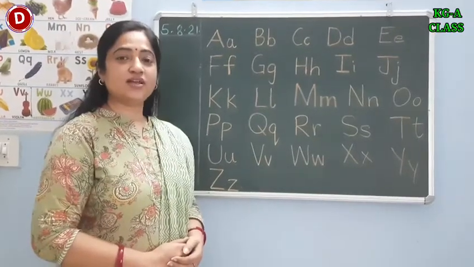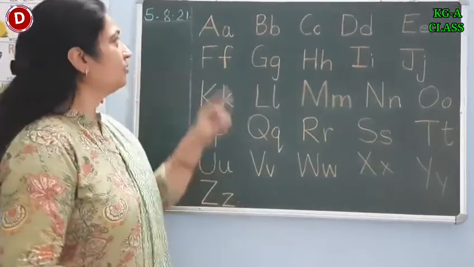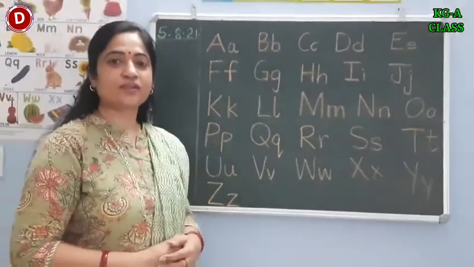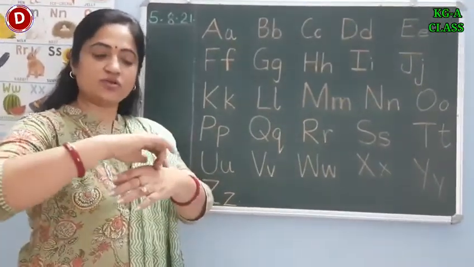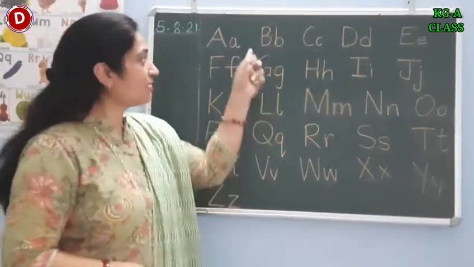Children, now let's revise phonetic sounds and songs of the letters A to Z. This is capital A, small a. A says a. Ants on my arm, causing me alarm. A.